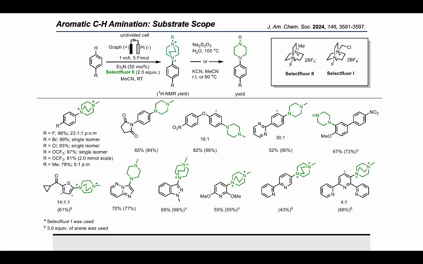Aryl dapconium salts can be easily converted into aryl piperazines in a one-pot procedure, where after electrochemical reaction the crude mixture is heated in an aqueous solution of sodium thiosulfate or under mild temperature with potassium cyanide in acetonitrile. Depending on the use of aminating reagents, N-methyl aryl piperazines can be obtained from Selectfluor 2 and free aryl piperazines from Selectfluor 1, starting from their corresponding aryl dapconium salts.